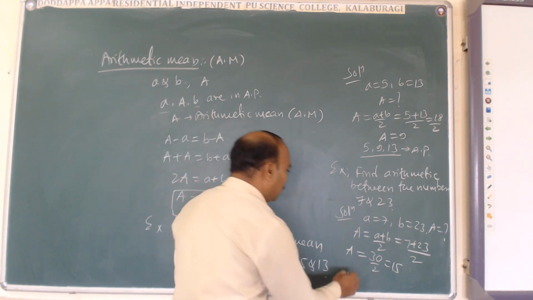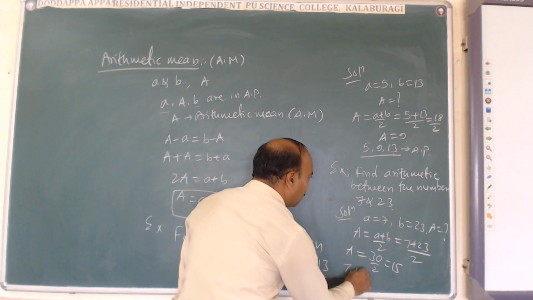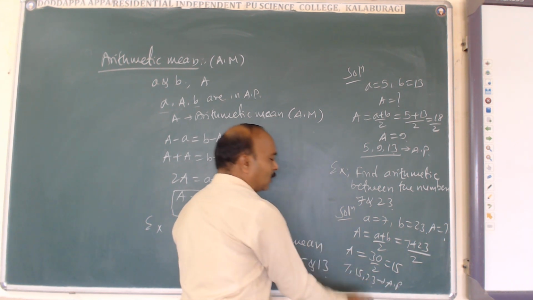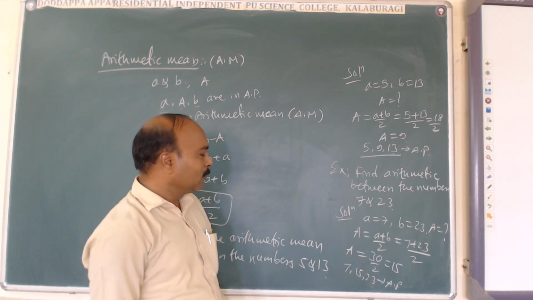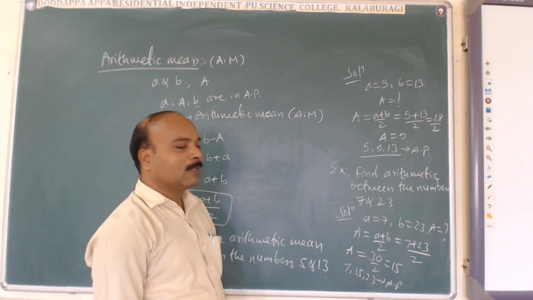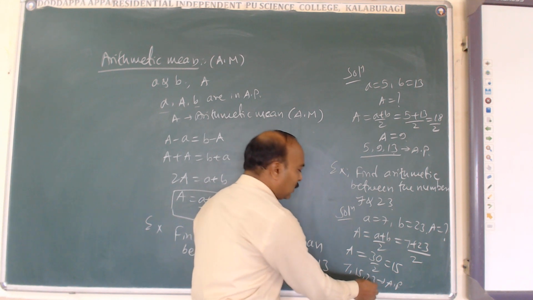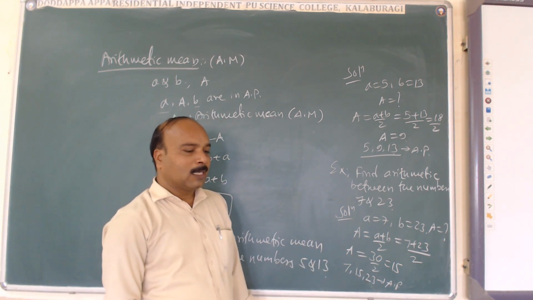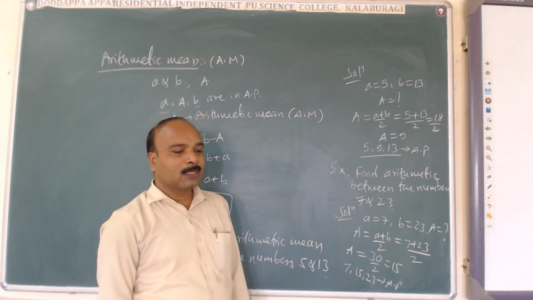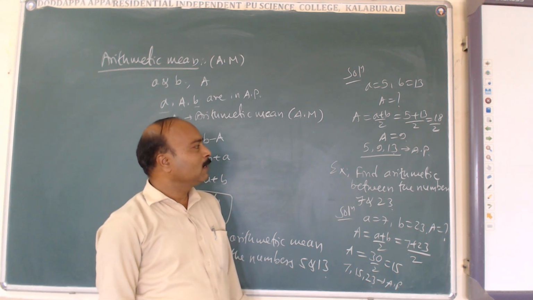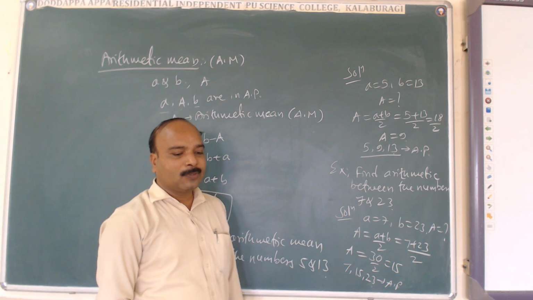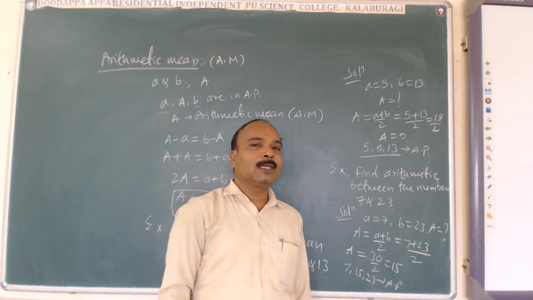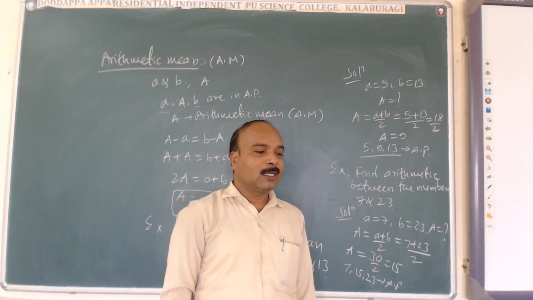Because here 7, 15 and 23 form an AP only, because here the common difference is constant. 15 minus 7 is 8, 23 minus 15 also 8. Here common difference is 8. For that reason it forms the arithmetic progression, and the required arithmetic mean is 15. If you want only one arithmetic mean, you go directly for this formula. Suppose if you want more than one arithmetic mean between the integers, we go for another discussion.